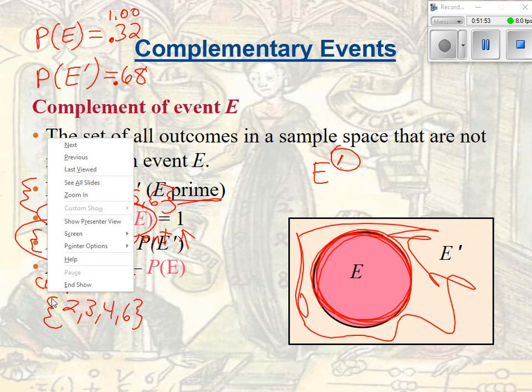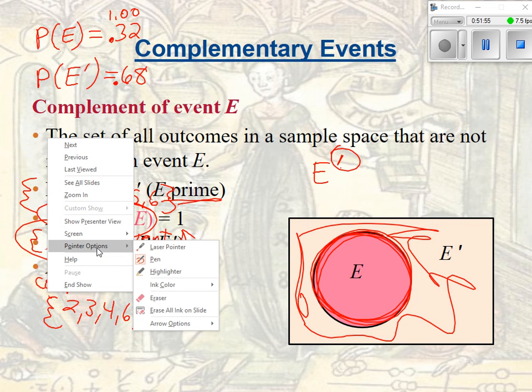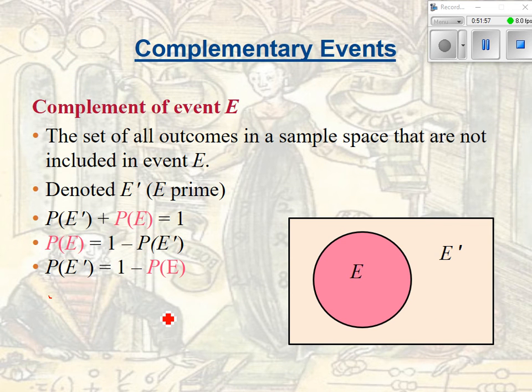Probably should erase this so you can see this. So that's what we were just saying. So 1 minus the complement would give you the event. 1 minus the event would give you the complement. All these are saying the same thing, just written in different forms.